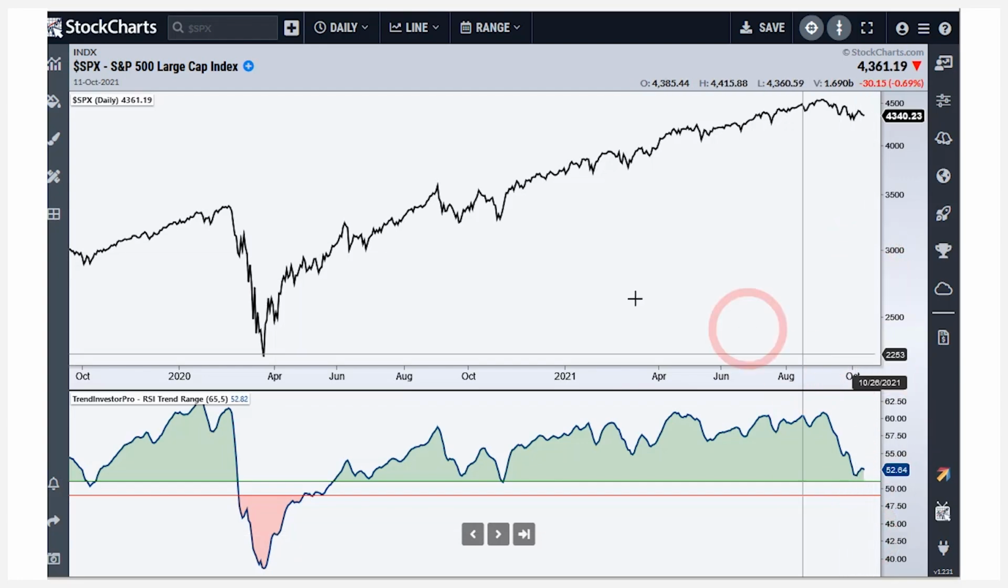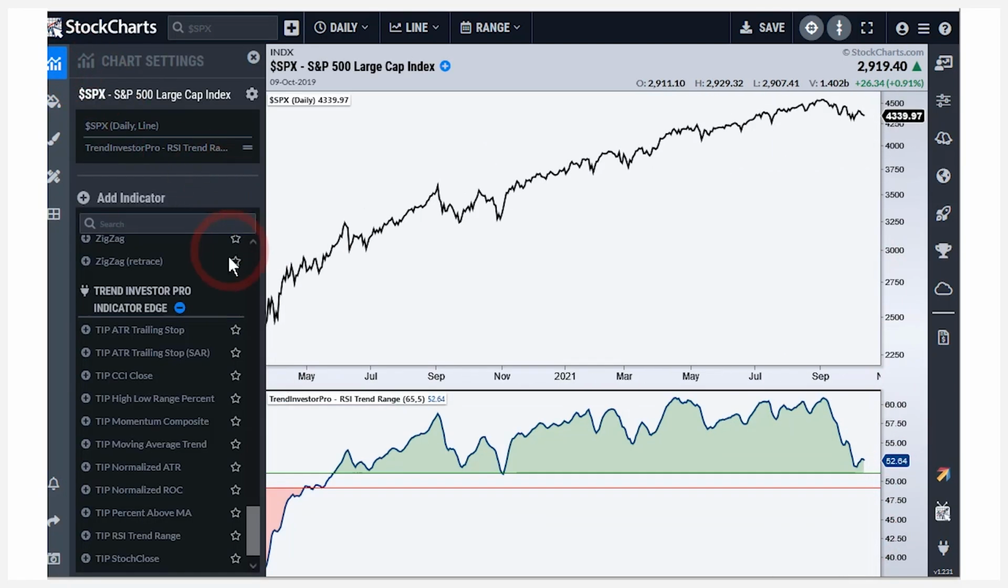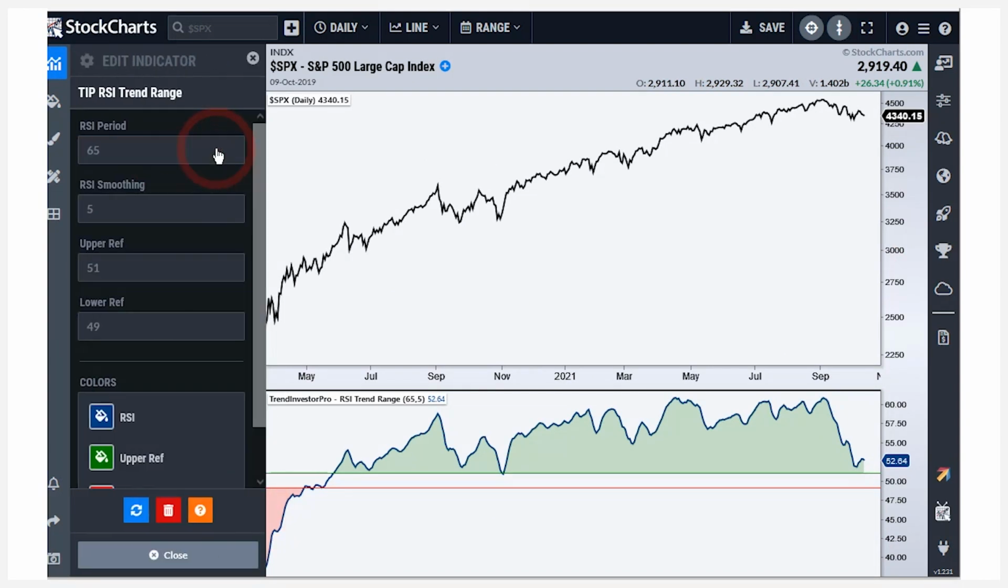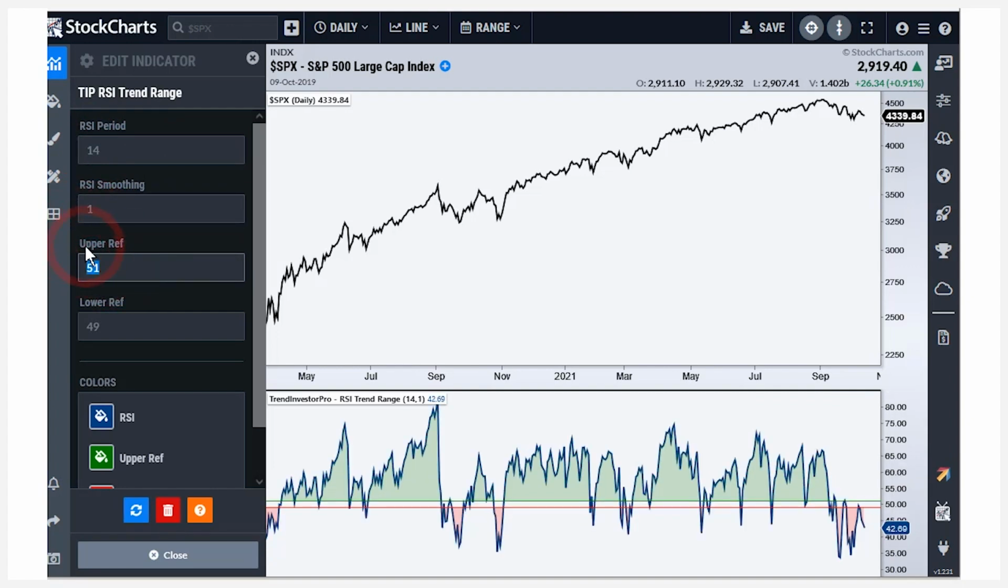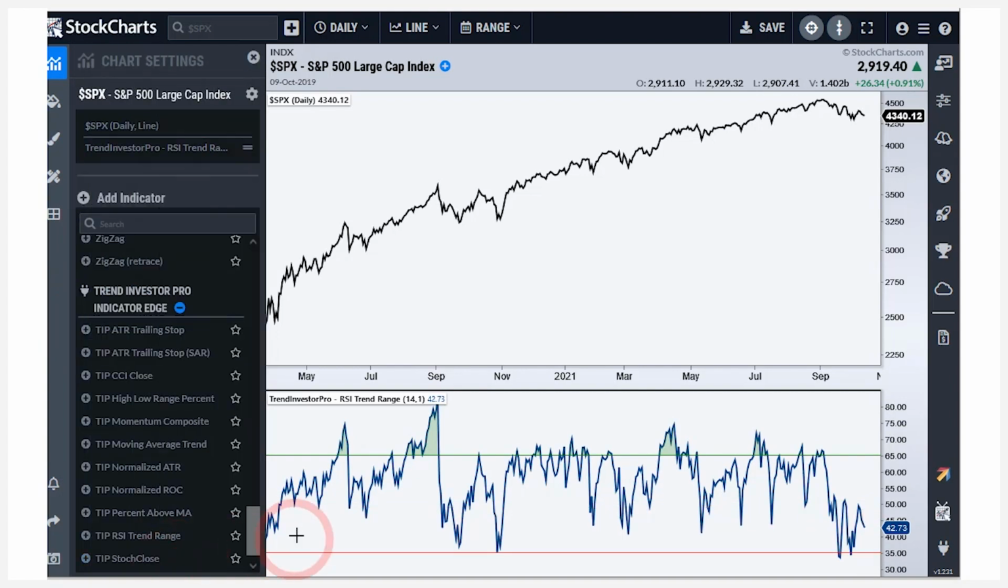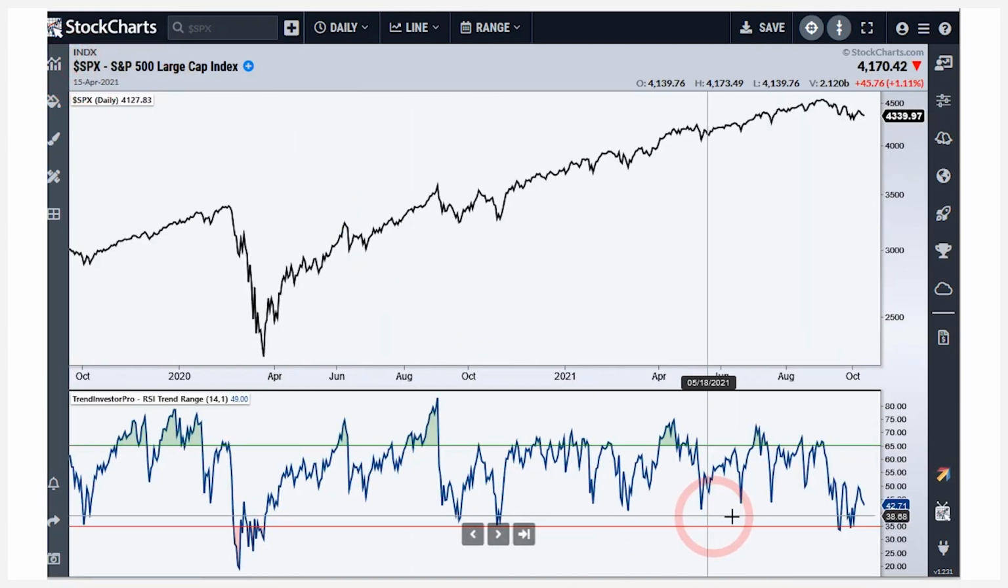But I'm going to change the settings to make it a little more sensitive. And so go up here. I'm going to change these settings here. I'm going to just go 14-period RSI. I'm going to take off the smoothing. And I'm going to put my upper reference at 65, my lower reference at 35, and I'm going to close. And so now we can see how that looks on the chart.